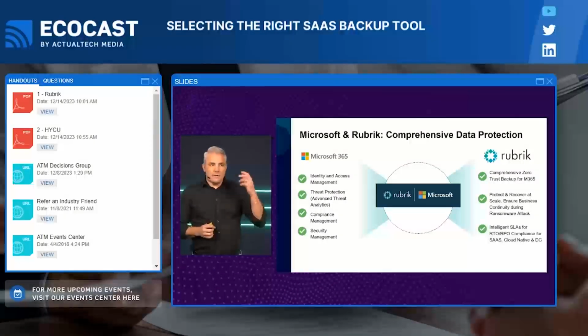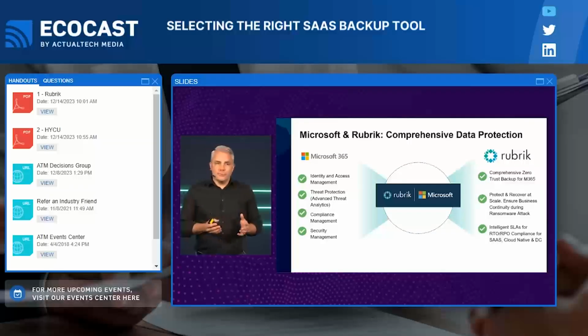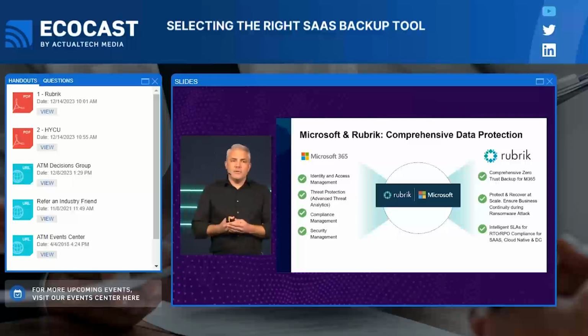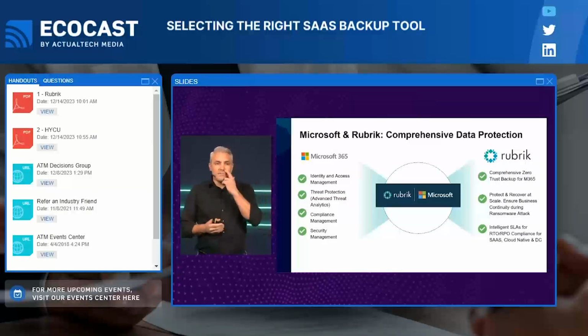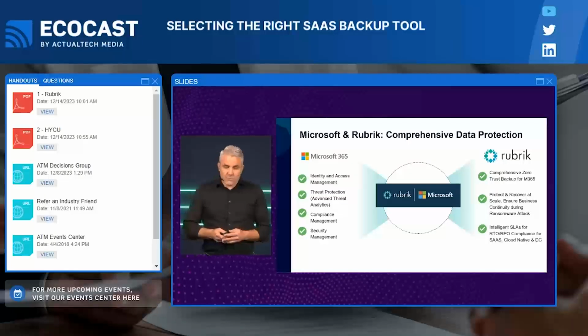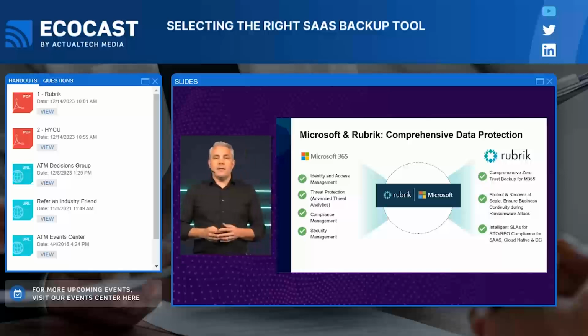But what Rubrik can do on top of that is really give you a zero trust backup environment for that 365 data. We will make sure that we can protect and recover it, even if you're talking about tens of thousands of users. Of course, all of that is being done in a true Rubrik form. If you're already a Rubrik user, you know that everything in our system is run by SLAs.